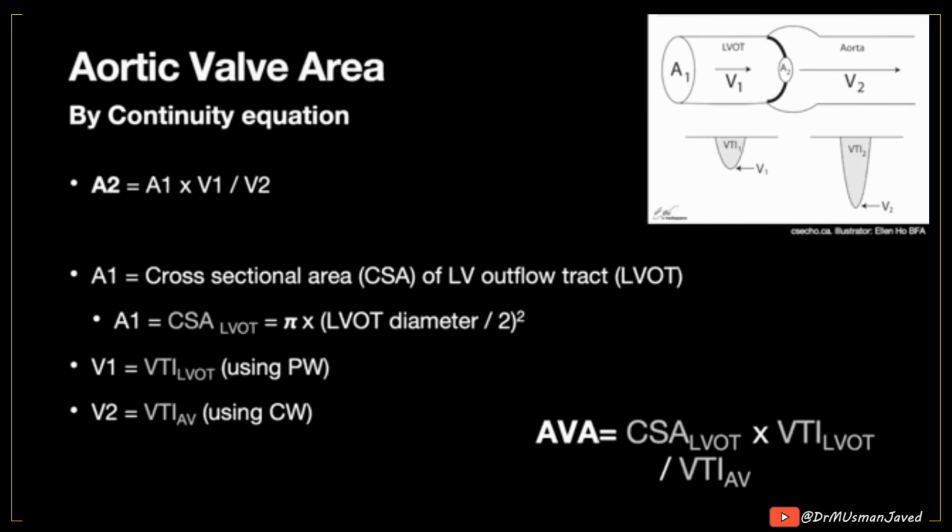So here we have the solving for A2, which will be our aortic valve area. A1 is the cross-sectional area, or CSA, of the LV outflow tract. And if we look here, we can see the cross-sectional area is defined as pi times your LVOT diameter divided by 2, which is squared. Your V1 is your VTI of your LVOT that we've obtained using pulse wave Doppler. V2 is your velocity time integral of the aortic valve using continuous wave Doppler, and we plug it into our formula.